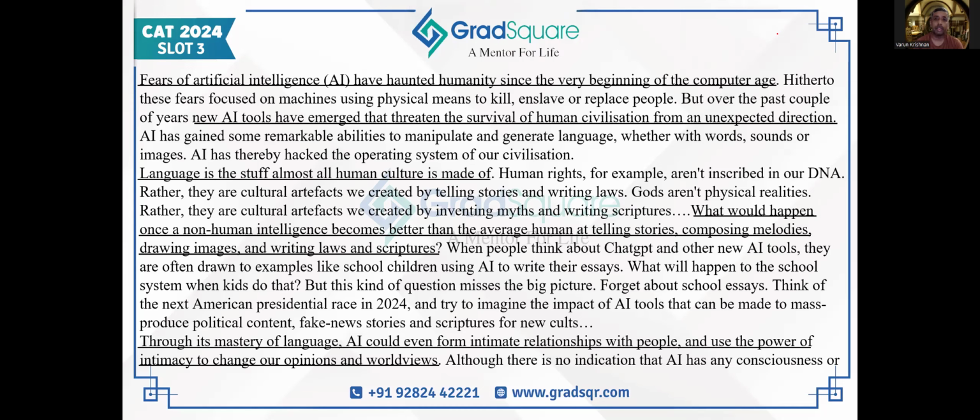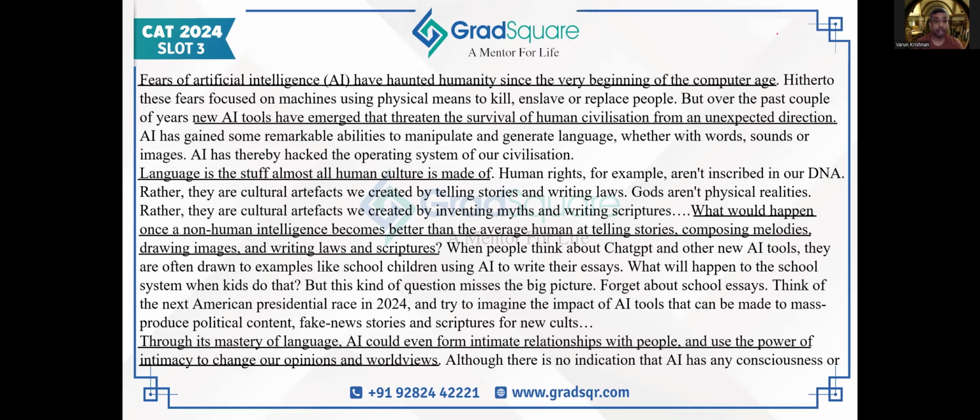Then in the middle of the paragraph, there is one more line which says that new AI tools have emerged that threaten the survival of human civilization from an unexpected direction. That tells us that the author is going to focus on the negative. The author has a negative opinion of AI and he's talking about not the conventional fear that AI will take up arms and kill humanity, but some other problems of AI. So that is the role of the first paragraph, but it still doesn't make it clear which aspect of AI is going to create that negative impact.